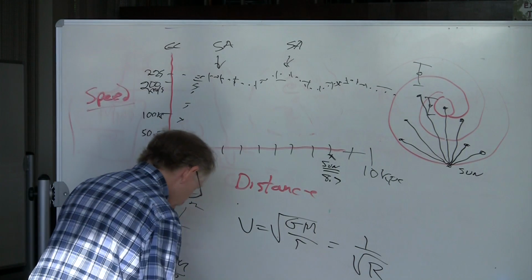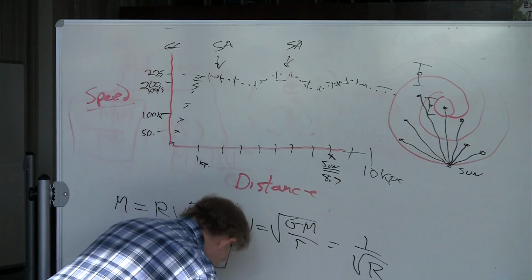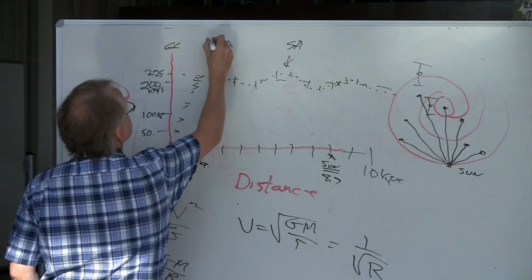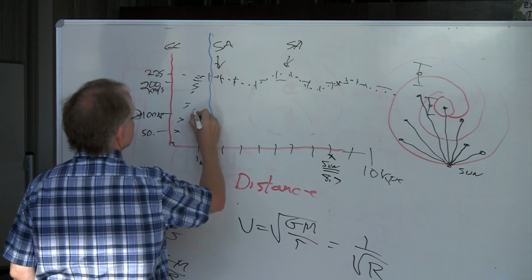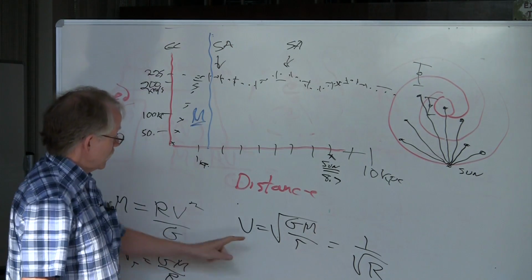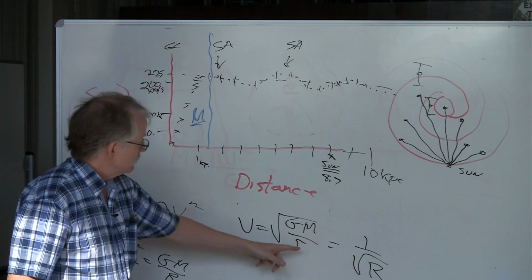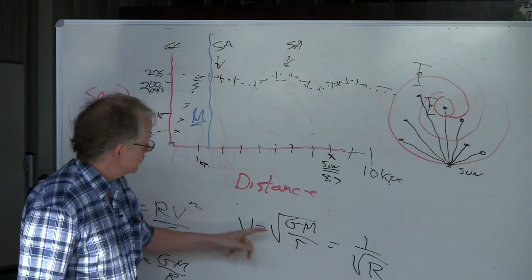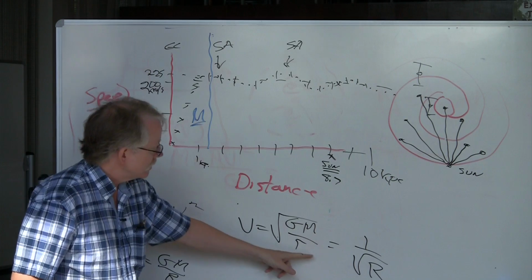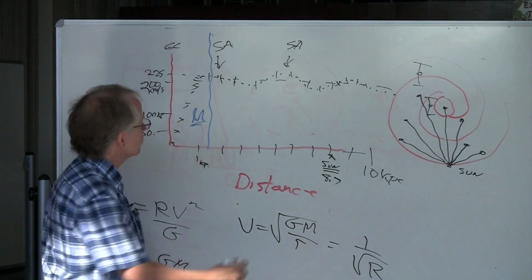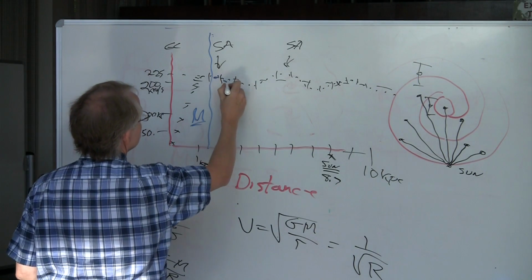And that happens at about this distance. Okay. And so this predicts that the speed should increase until you get to this radius, and then it should start to decrease again as 1 over the square root of r.